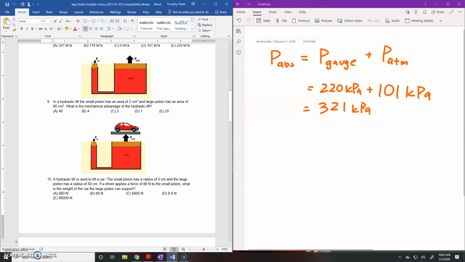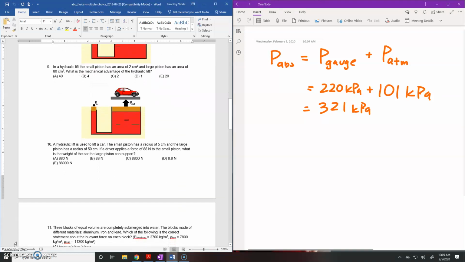For number 9, a hydraulic lift has a small piston with an area of 2 centimeters squared, and a large piston with an area of 80 centimeters squared. What is the mechanical advantage of the hydraulic lift? Mechanical advantage just describes that idea where we can put in a little bit of force and get out a lot of force. And the way that you would solve that is basically just looking at the forces.